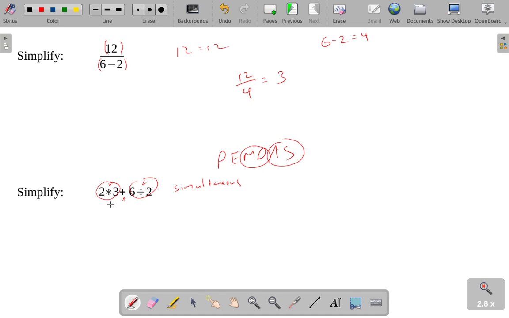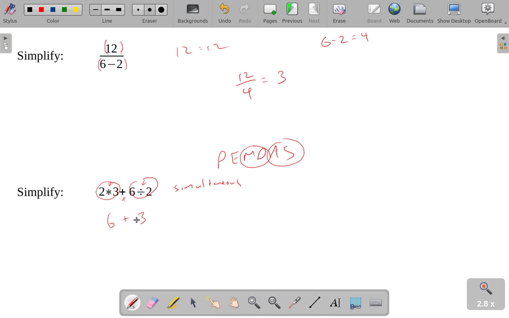So I can do this part, 2 times 3 is 6. 6 divided by 2 is 3. And since that addition isn't going to let them communicate until all those operations are completely done, I can do them in the same step. When I say simultaneously, I mean in the same step. And you're not going to run into issues here.